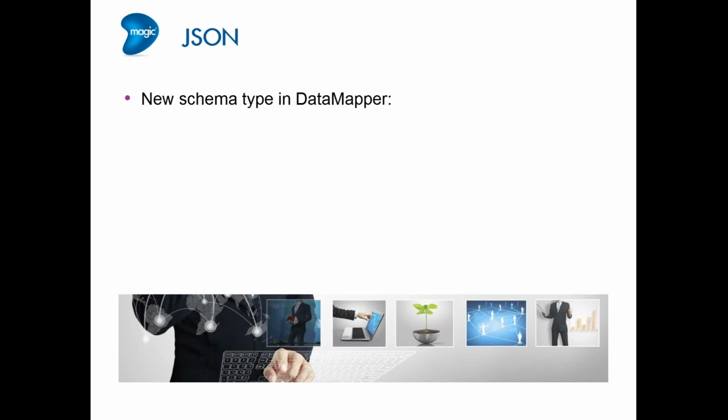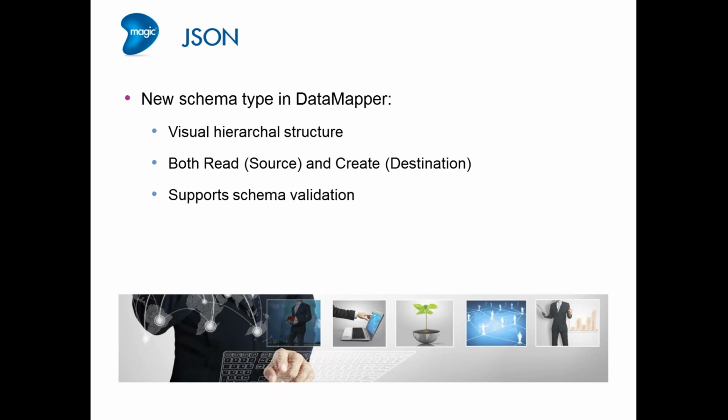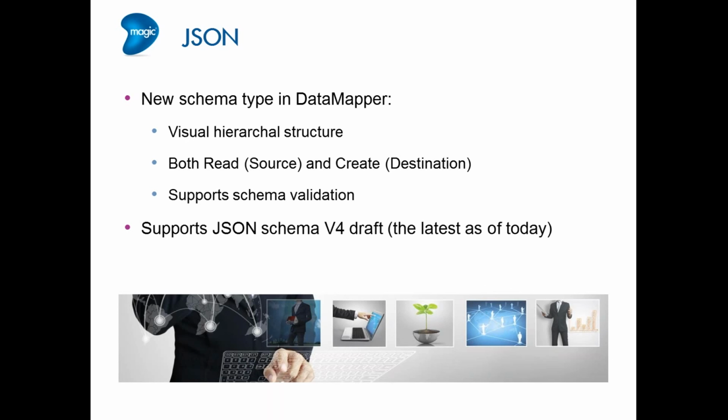It's a new schema type within the data mapper. Previously you could use XML, flat files, templates, databases. Now it's a new schema type, JSON, which can be used both as a source and destination. It supports visual hierarchy, supports schema validation for JSON. We are currently supporting JSON schema version 4 draft, which is the latest as of today.